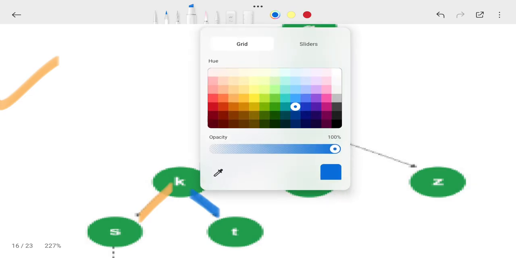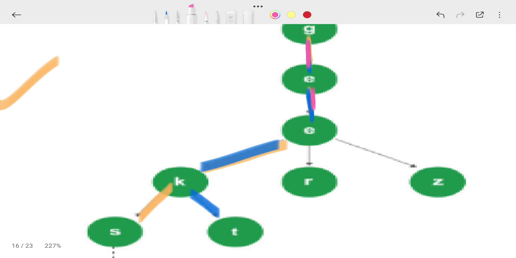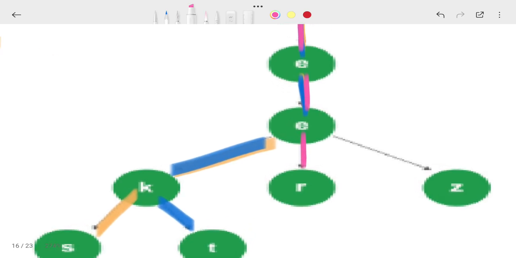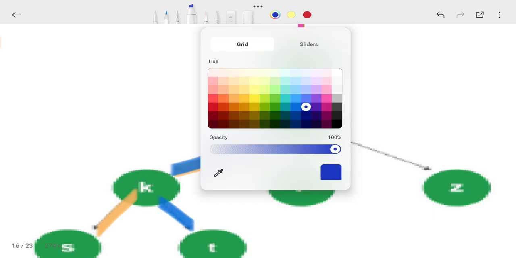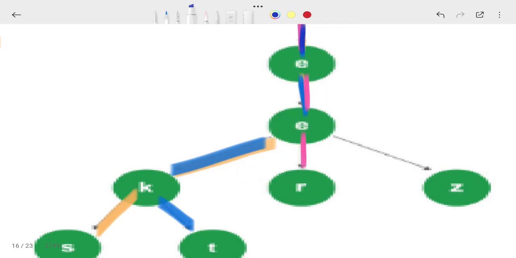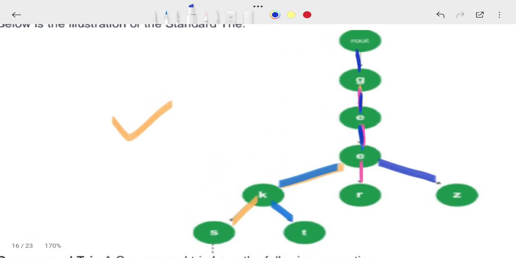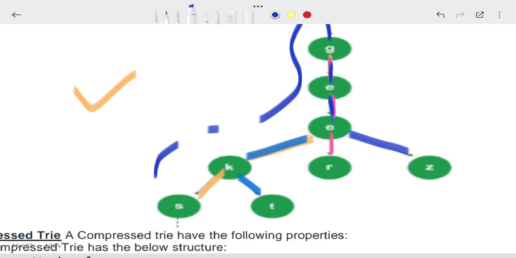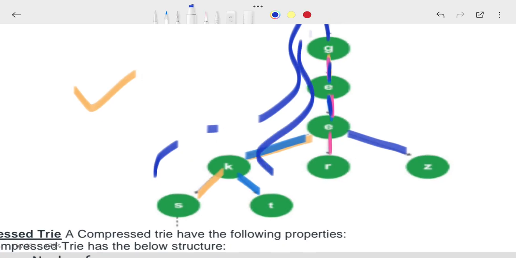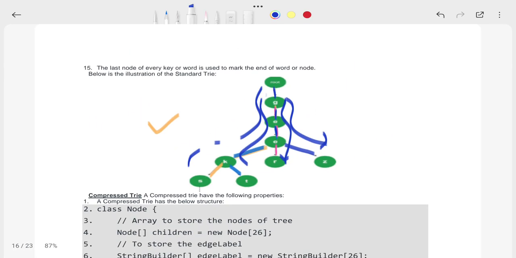Suppose another text, what will you write? G, E, this is E, R. Another text, suppose you have another text G, E, E, Z. So you are using only one branch. Means according to your text you are changing the branch. That is the meaning of standard trie. You can see I am going this branch or I am going this branch. You are changing the branch.